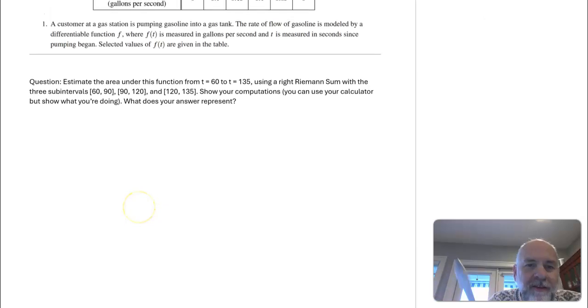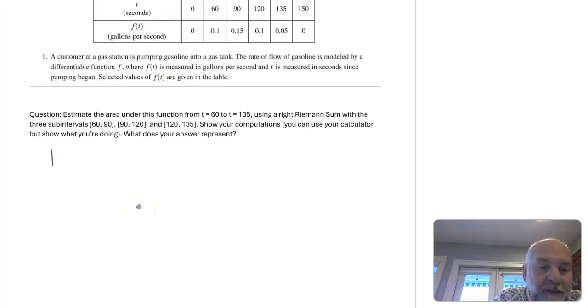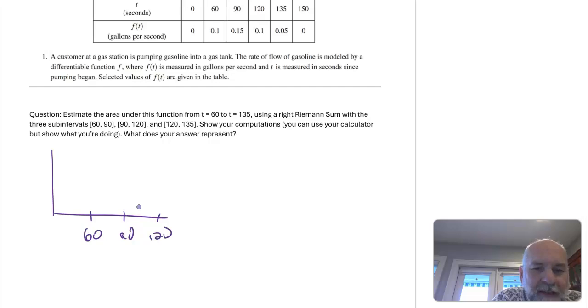Okay, what's going on with this? If I'm ever confused about these, I always just draw a quick picture. I'm not going to try to be perfectly to scale here. We got 60, we got 90, we got 120, and then please notice that last region is shorter. This is only 135, but these aren't evenly spaced. That's one difference than what we've seen before. And so it says there's 3 subintervals here: 60 to 90, 90 to 120, 120 to 135. Those are the 3 subintervals.